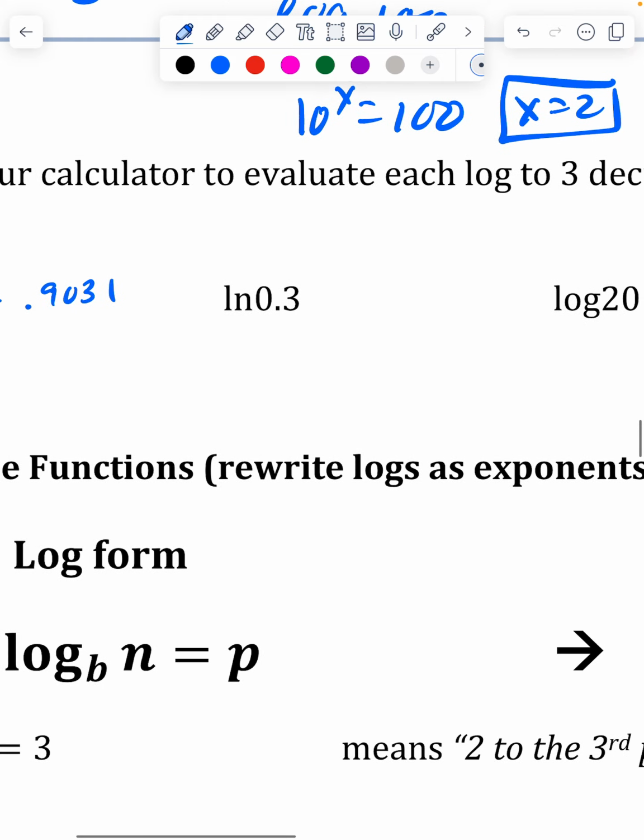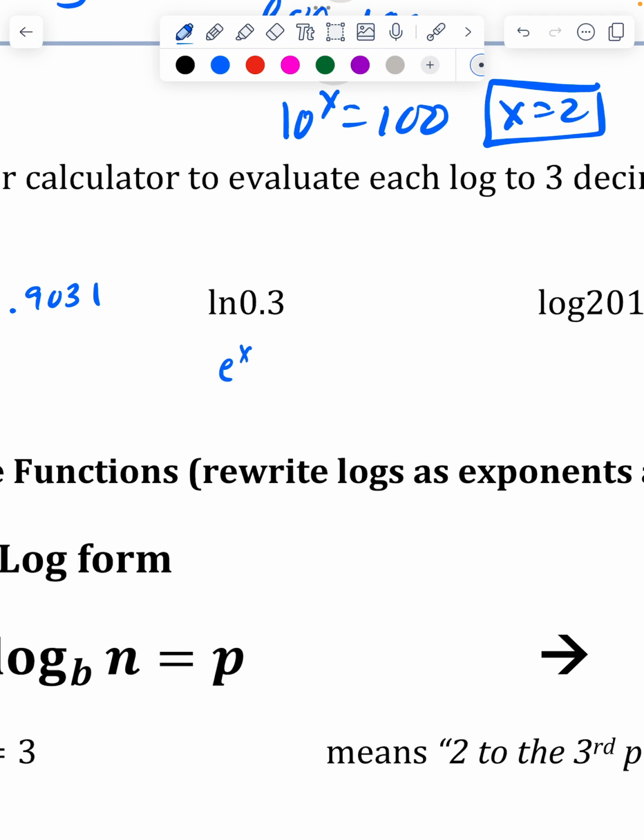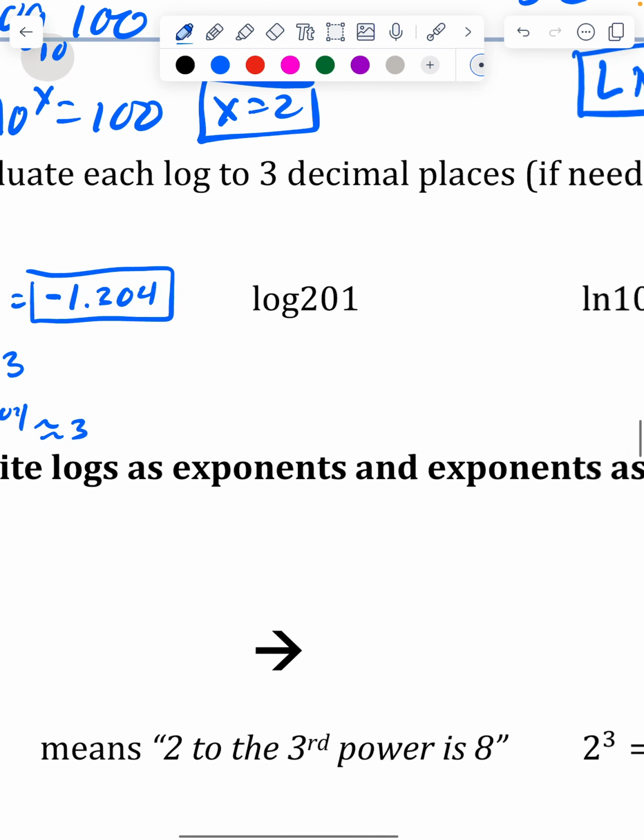This is an ln, so this is saying e to what power equals 0.3. So I'm going to just do this on my calculator. I have an ln button of 0.3. My answer is -1.204 if I round off. And if you did e to the -1.204 power, you would come out pretty close to 0.3.